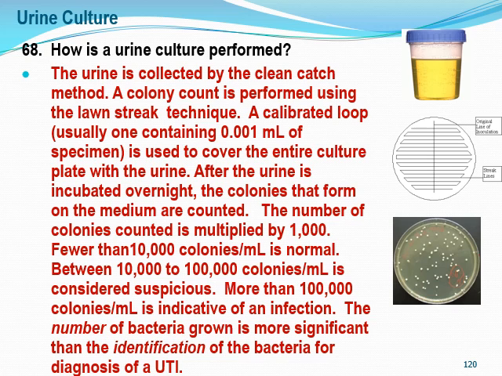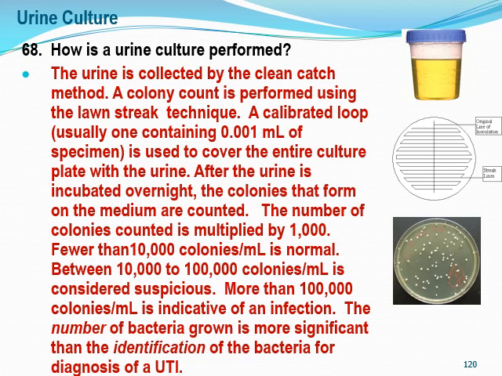We do this so that we'll know what's in that colony, right? And you're not going to be able to know how much bacteria is in that colony if you're not putting out a calibrated amount of urine on that plate. So it's usually 0.001 mL of that specimen, covering that entire plate, incubated overnight, and then the number of colonies counted is multiplied by 1,000.